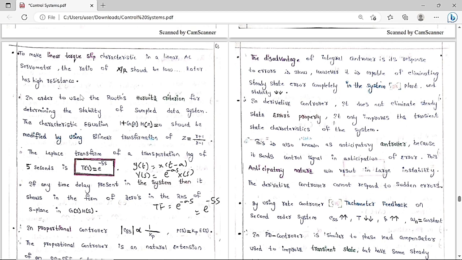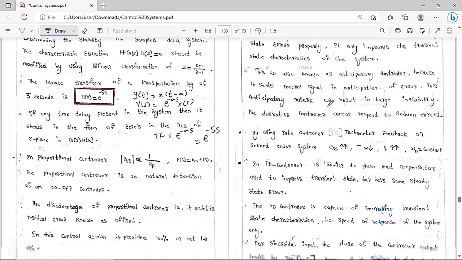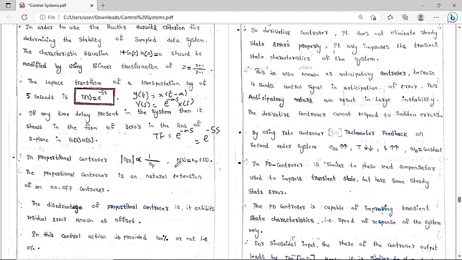The next point is, in a proportional controller, the magnitude of the steady state error is always directly proportional to 1 by Kp, whereas P(s) is equal to Kp into E(s). This you always have to keep in your mind. In the case of a proportional controller, the output is P(s) and the input is E(s), so P(s) is equal to Kp into E(s), and the steady state error magnitude is directly proportional to 1 by Kp.